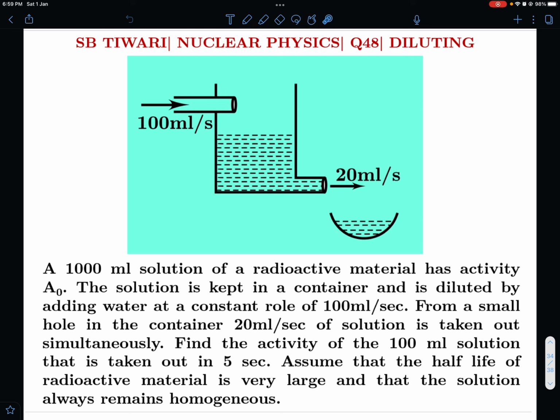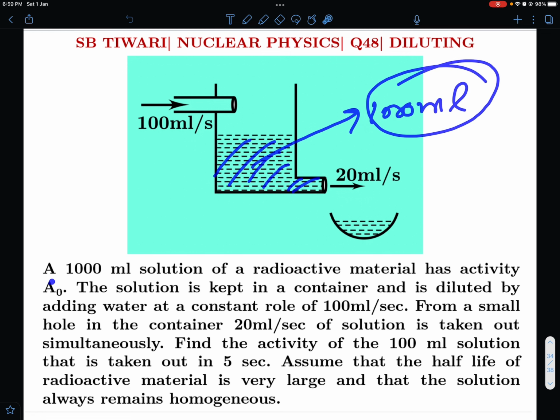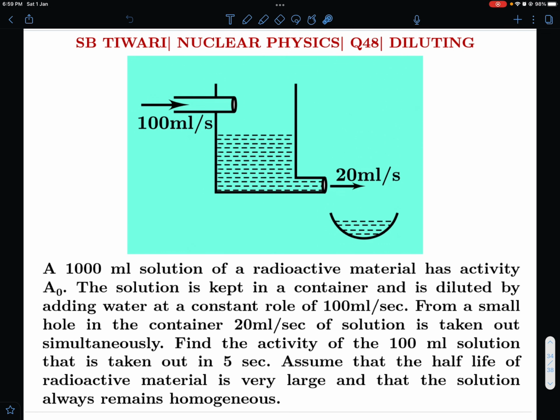Okay, so 1000 ml solution of a radioactive material has activity A naught. The solution is kept in a container and is diluted by adding water at a constant rate of 100 ml per second. So let's say this is the container, and it has got 1000 ml of some radioactive solution whose activity is A naught. At the initial moment, this activity is A naught, and we are continuously adding water to it at a rate of 100 ml per second.